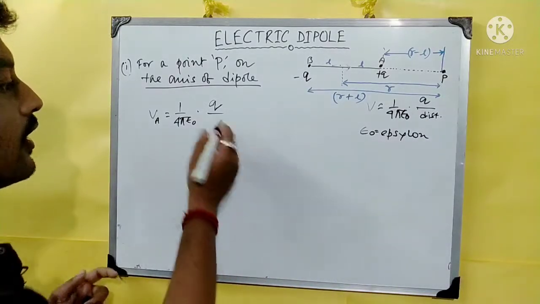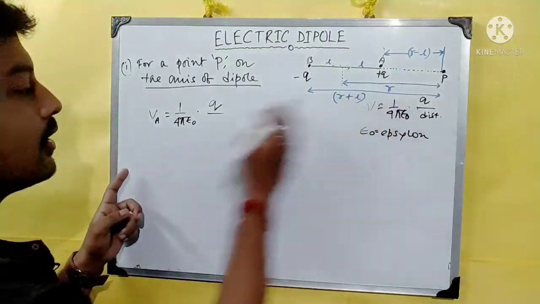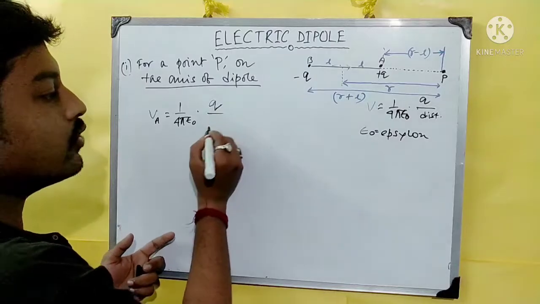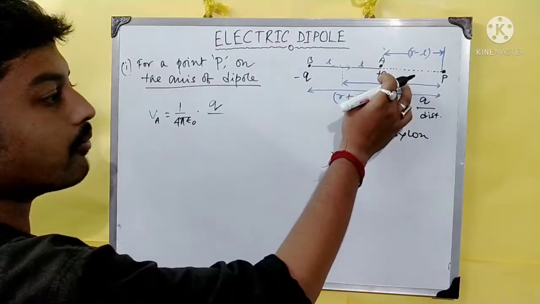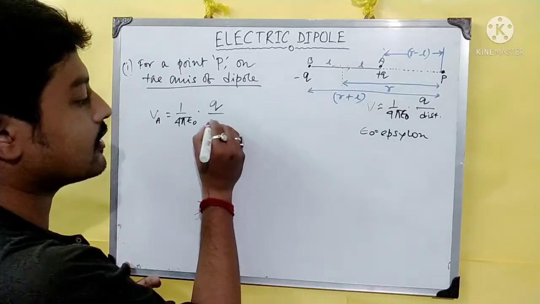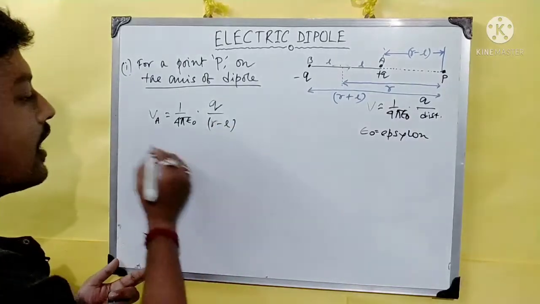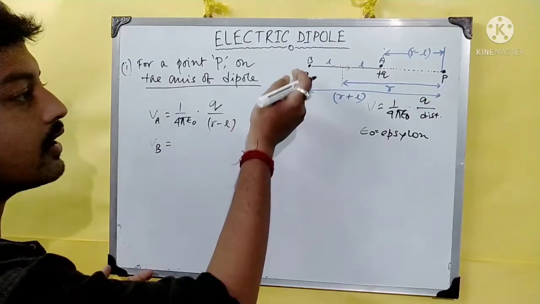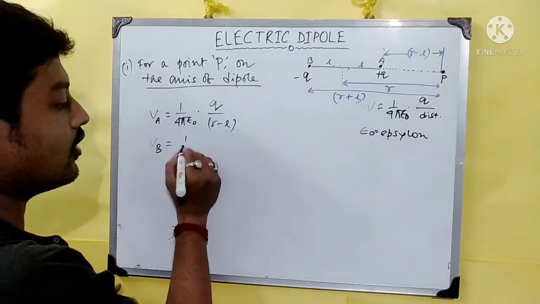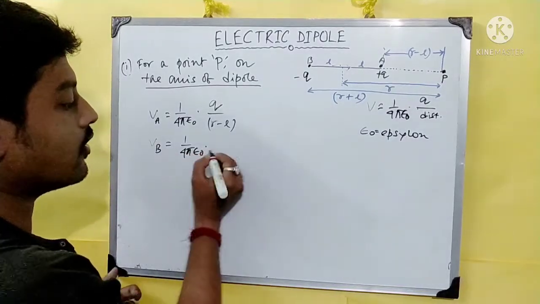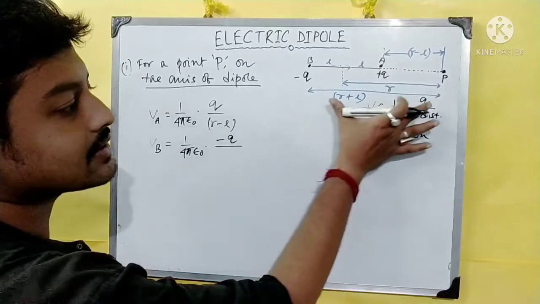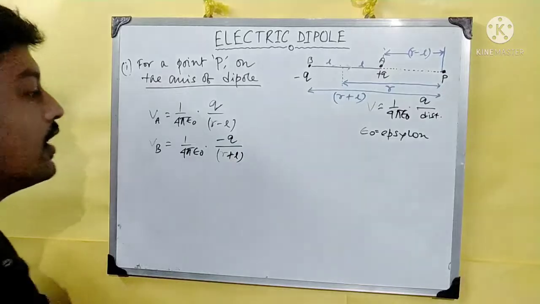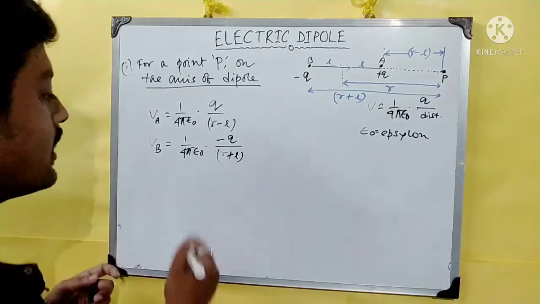So now what will happen? For the positive charge, the electric potential at point P will be Q by distance. The distance from point A is r minus L. Similarly, the electric potential for point B, which is the minus Q charge, will be 1 by 4 pi epsilon 0 into minus Q, and the total distance is r plus L. So we have to calculate the net potential. What will be the net potential?